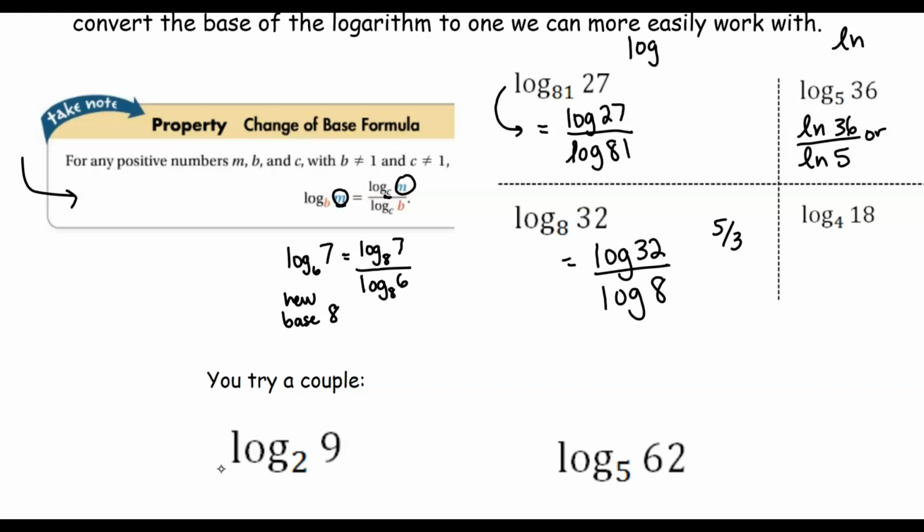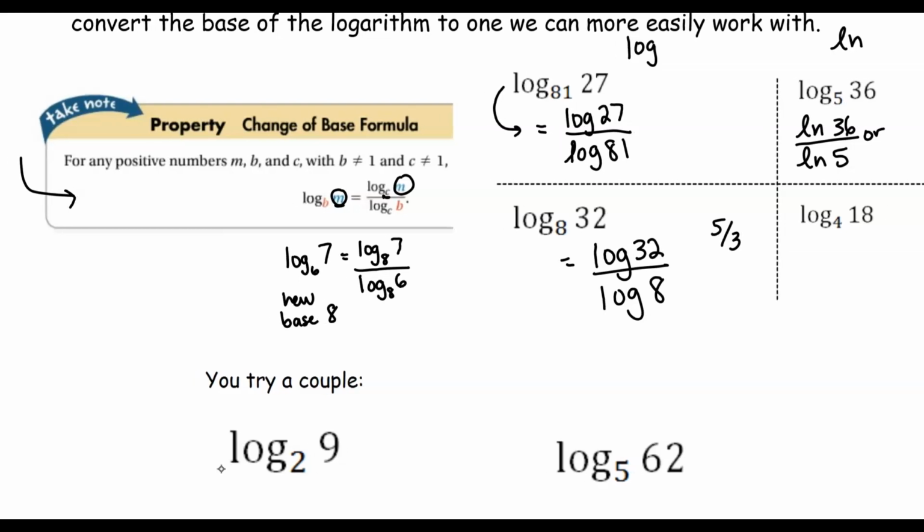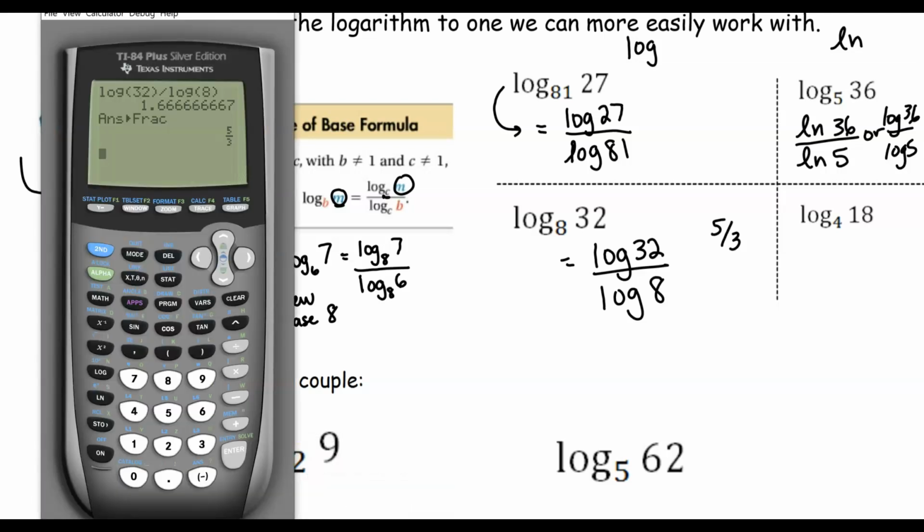If you don't like natural logarithms and you like common logs better, you also could have written it as log of 36 divided by log of 5. It'll all end up having the same value. So if we were to work that on our calculator, I just wanted to verify with you that we get the same answer.